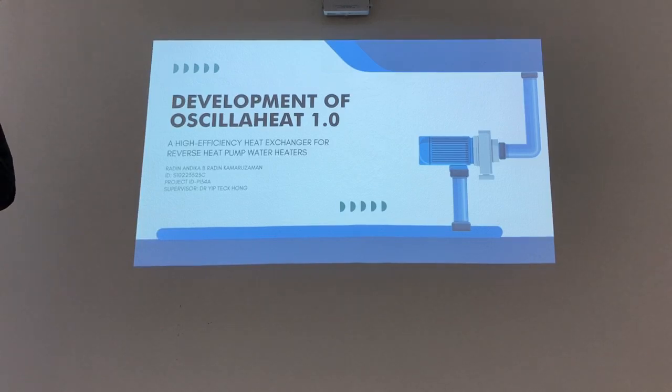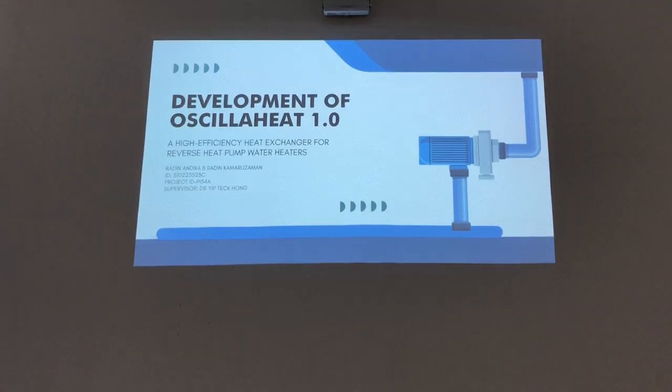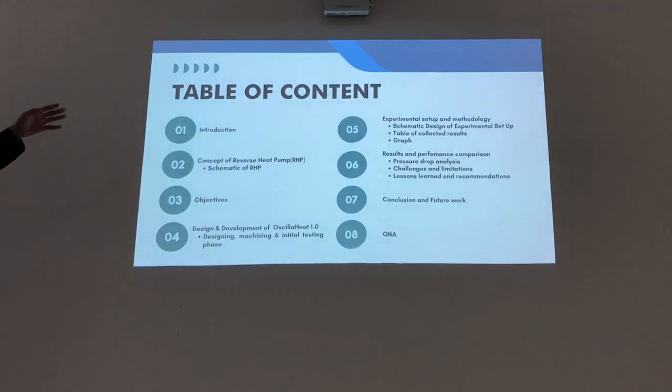I'm Radin, and today I'll be explaining to you about the development of my Oscillator Heat 1.0. So my project is under Dr. Yip, and my project ID is PI-Oct2024. So this is basically the table of contents.